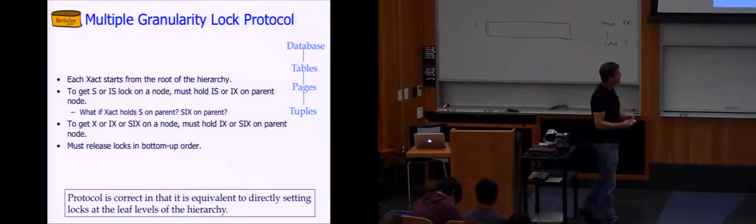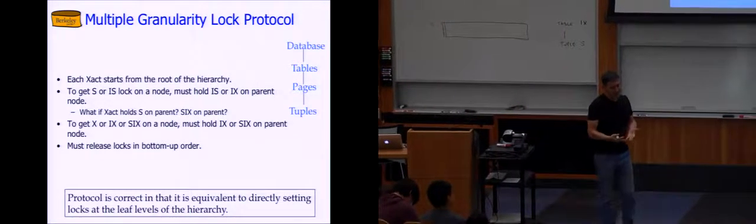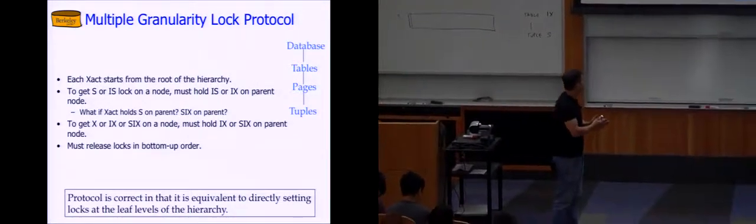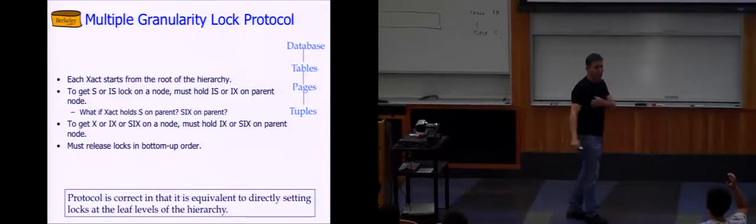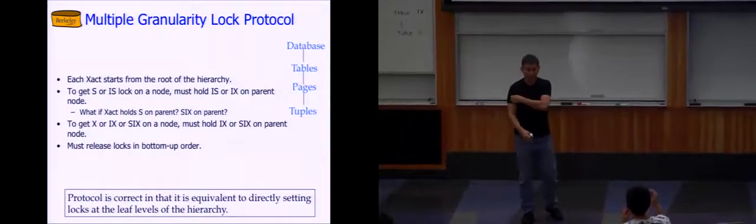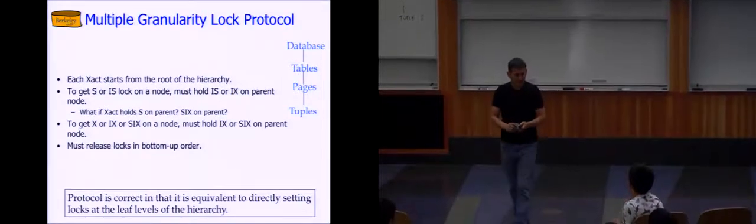All right, so that's the protocol. And the protocol is actually correct in as much as it gives you the same concurrency you'd get as if you locked everything at the lowest level. It's going to give you exactly the same concurrency you'd get by just, in this case, locking tuples, but with a lot less bookkeeping. What happens if we lock bottom up and release top down?